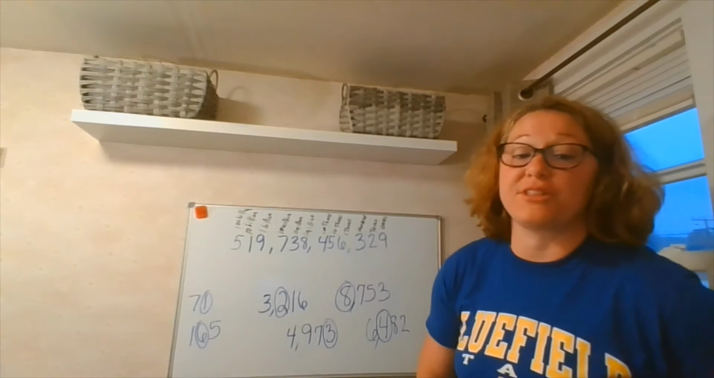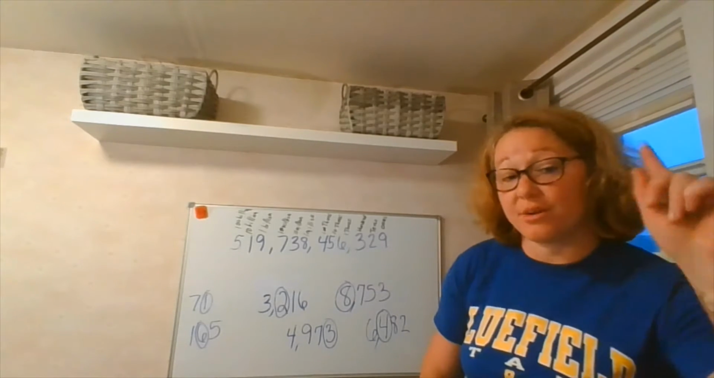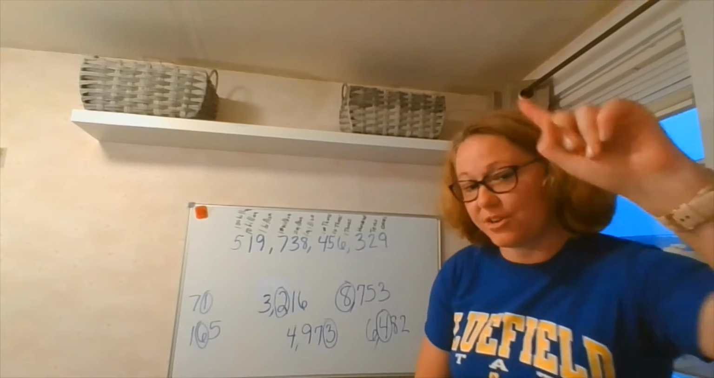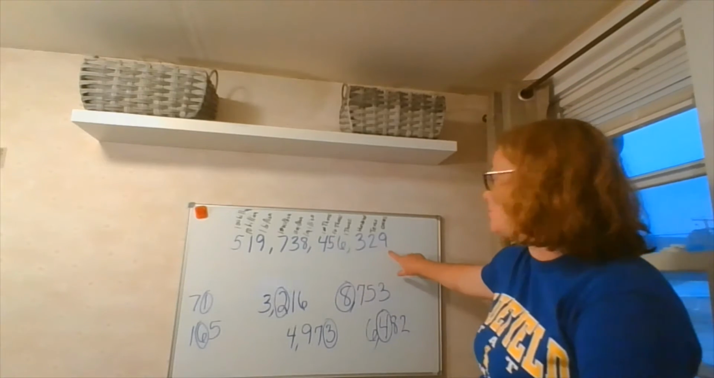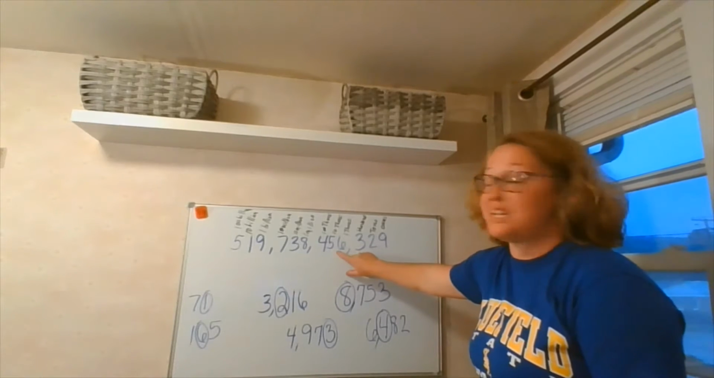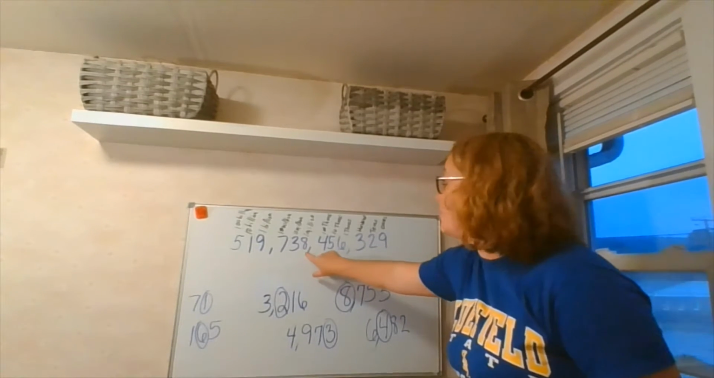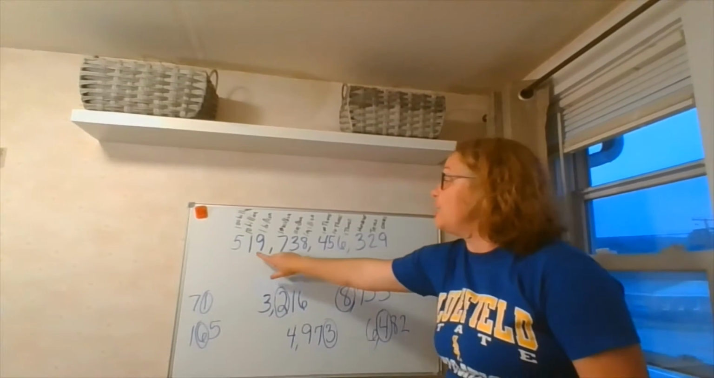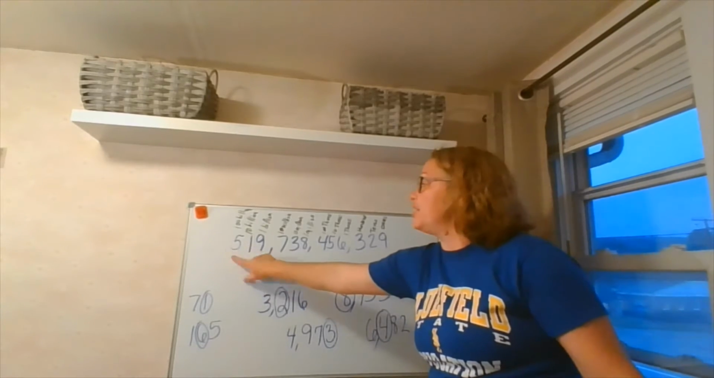All right, so let's talk about the place value. Where do we start? That's right, we started at the ones place. Say that again, we started at the ones place. All right, so right to left, here we go. We have ones, tens, hundreds, 1,000s, 10,000s, 100,000s, 1 million, 10 million, 100 million, 1 billion, 10 billion, 100 billion.